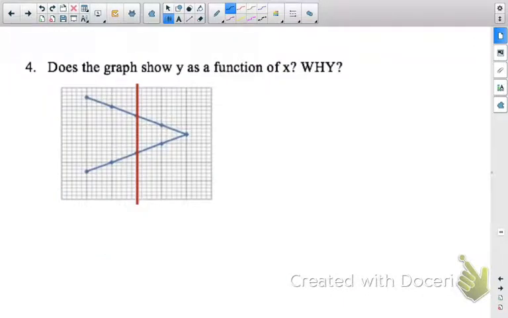Number 4 asks, does the graph show y as a function of x? I would say no, because it fails the vertical line test, which is the easiest explanation here. No, fails the vertical line test.